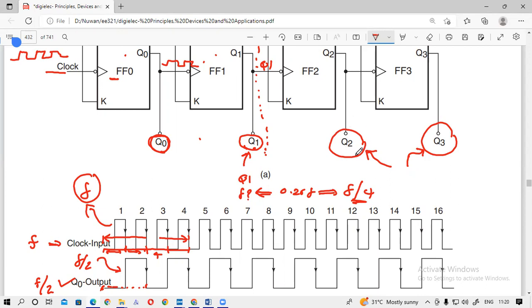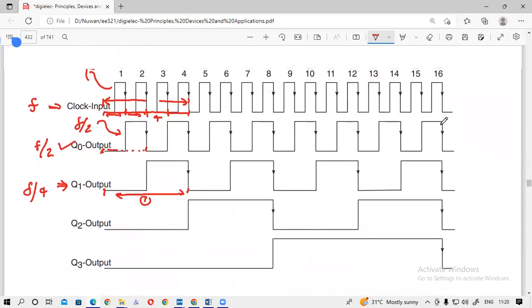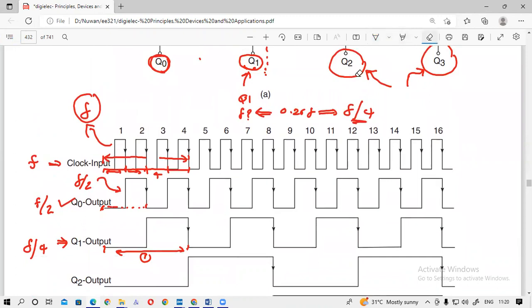Do you need any help from me, or can you do it by yourself? I hope you can find the waveform at Q2 and Q3. Okay, so I think you can do it. No issue. We will move further then.